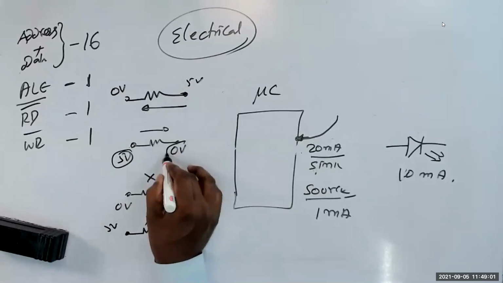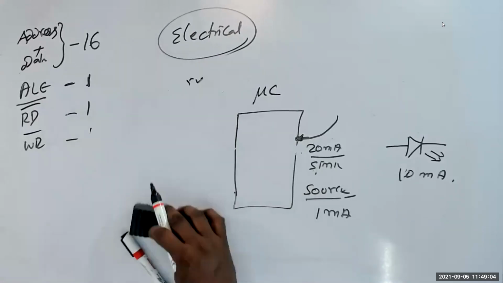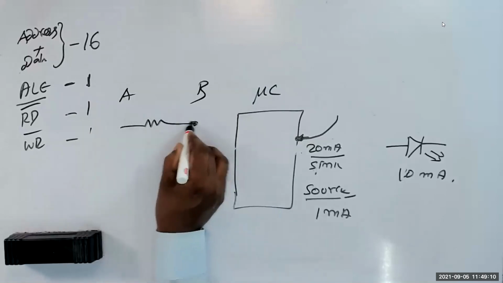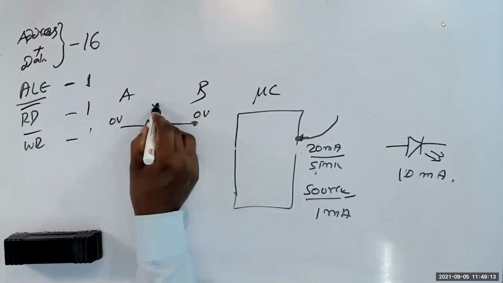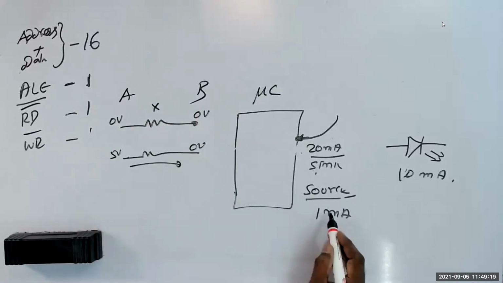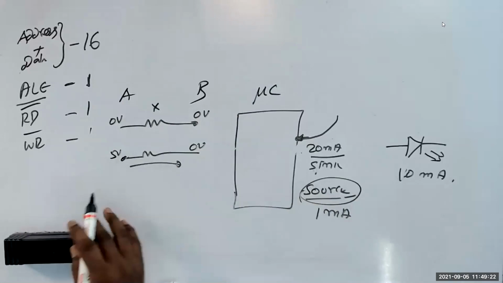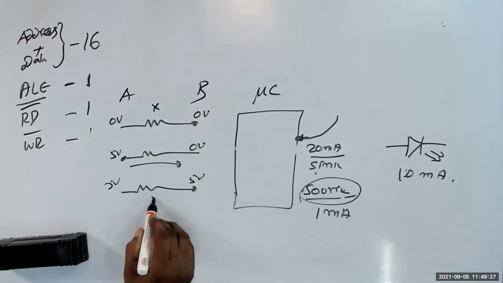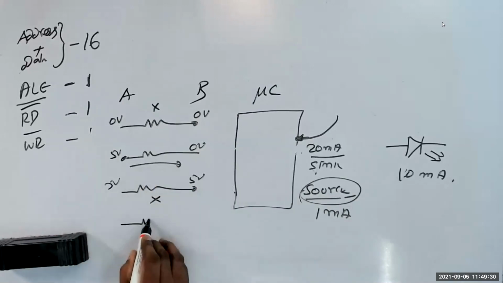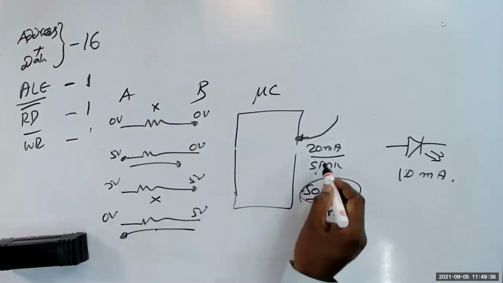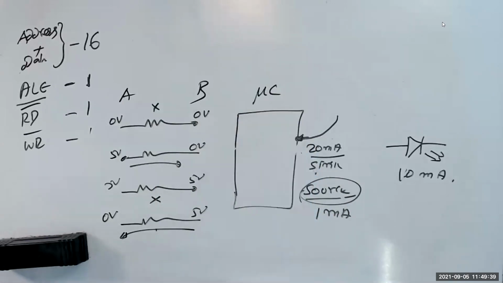5 volt, 0 volt, A and B. There are 2 points A and B. A and B can both be 0 volt, no current. 5 volt, 0 volt, current goes outside, that's called source. Then the other one is called... 5 volt, 5 volt, no current, because potential difference is 0. And the fourth one is 5 volt, 0 volt. That means the current is going to come in. This is called sink.